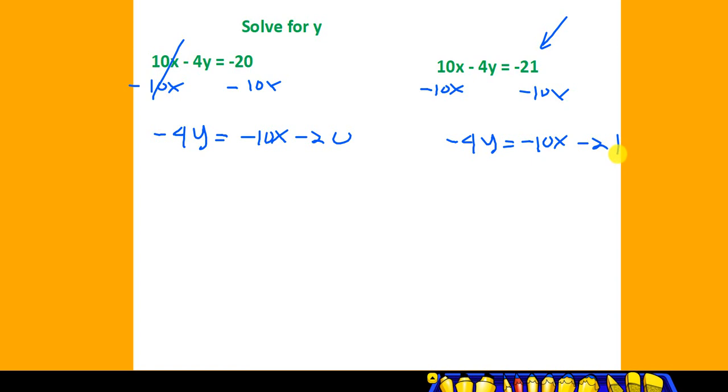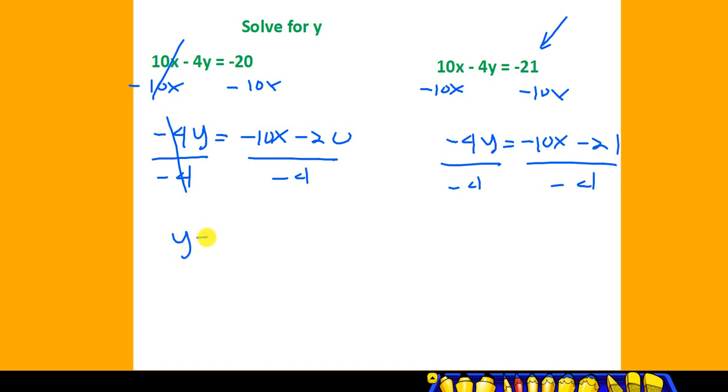So I need to get rid of my negative 4. So how do we undo our negative 4 here? Can I just add 4 to both sides? Okay, divide by negative 4. So I will divide by negative 4 here, and I will divide by negative 4 here. Same concept here, divide by negative 4, divide by negative 4. All right, so now this will cancel out. Y equals, okay?